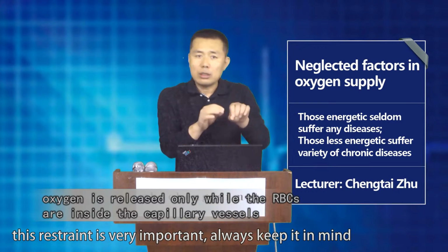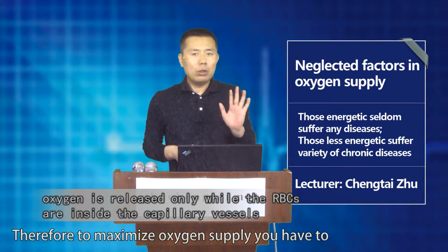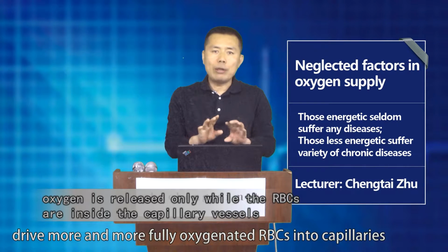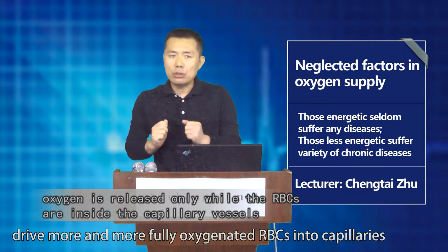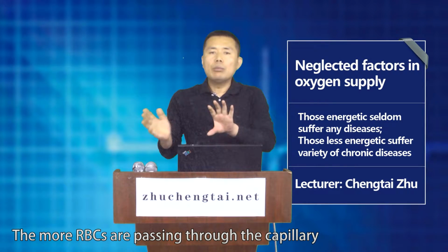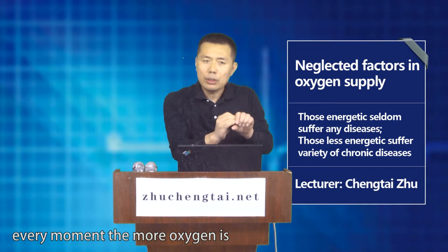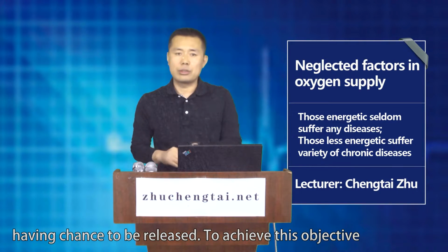This restraint is very important. Always keep it in mind. Therefore, to maximize oxygen supply, you have to drive more and more fully oxygenated RBCs into capillaries. The more RBCs are passing through the capillary every moment, the more oxygen has a chance to be released.